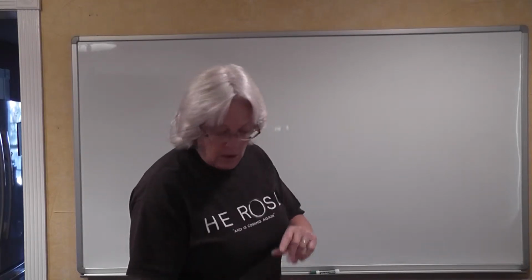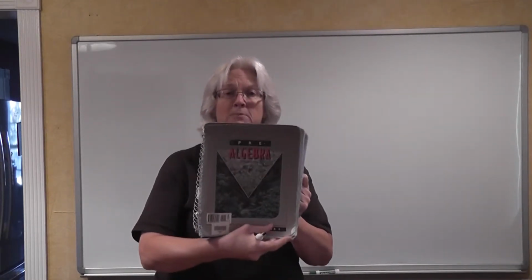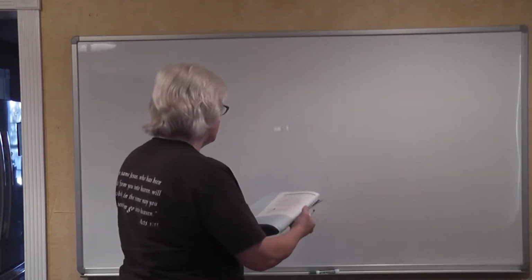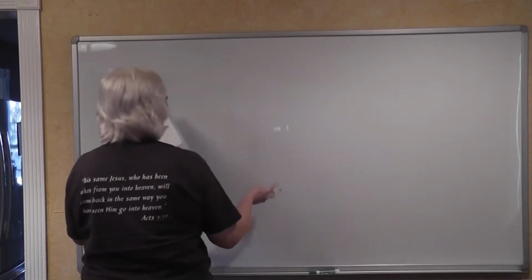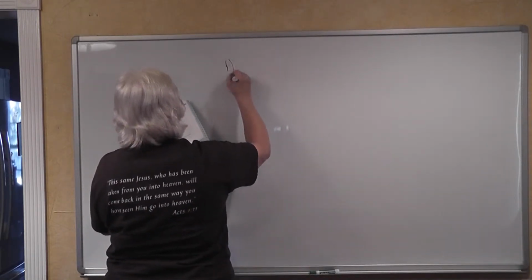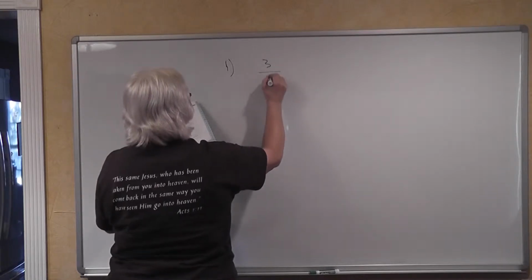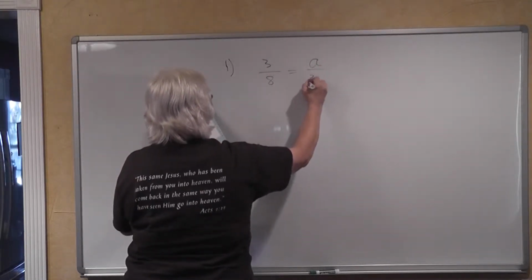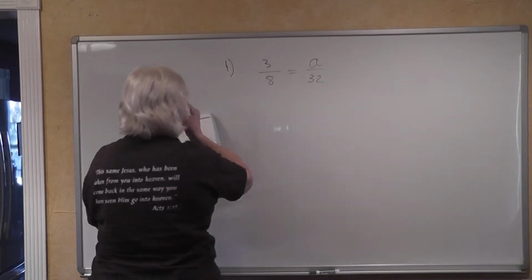So we're on page 178. This is Pre-Algebra for Christian Schools, published by Bob Jones University Press, first edition. We are on page 178. This is skill check number 1. And we have 3/8 is equal to A over 32.